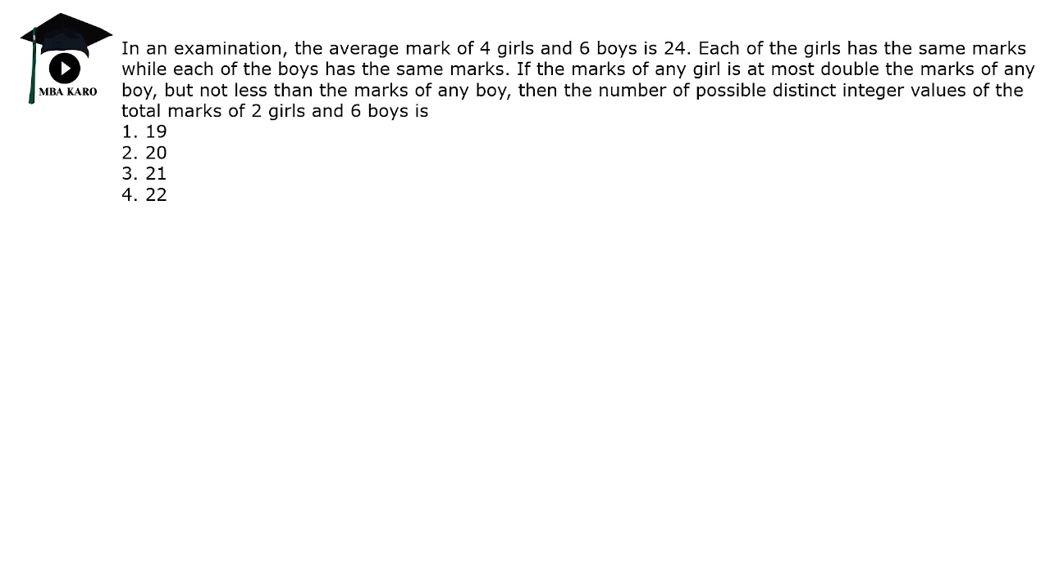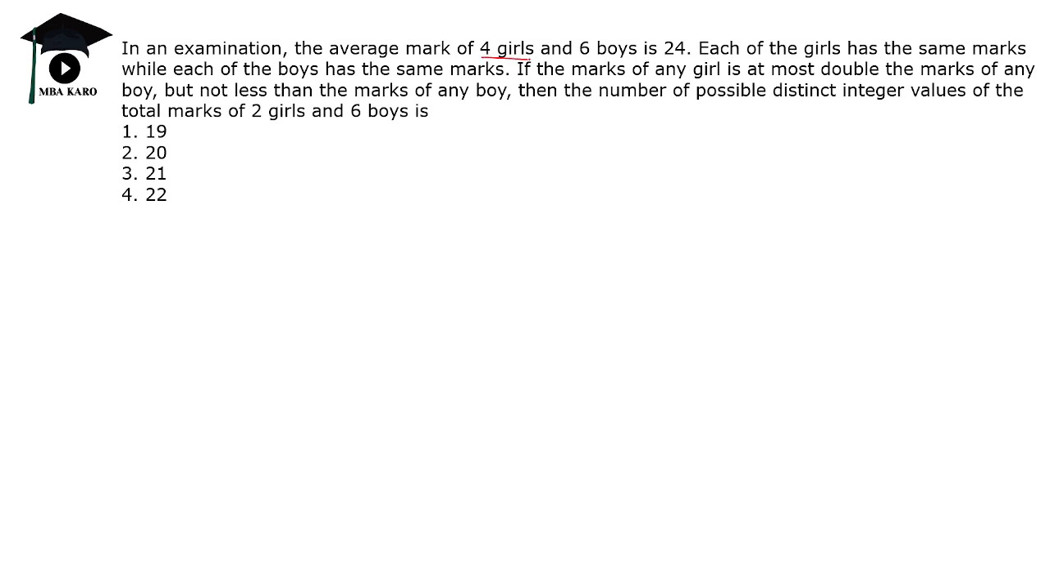In an examination, the average mark of 4 girls and 6 boys is 24. Each of the girls has the same marks while each of the boys has the same marks. If the marks of any girl is at most double the marks of any boy, but not less than the marks of any boy, then the number of possible distinct integer values of the total marks of 2 girls and 6 boys is. So this is an interesting question, a good question to solve.